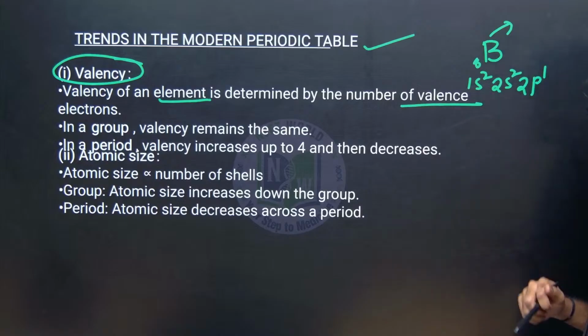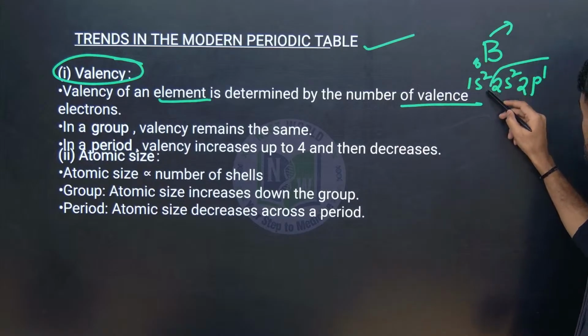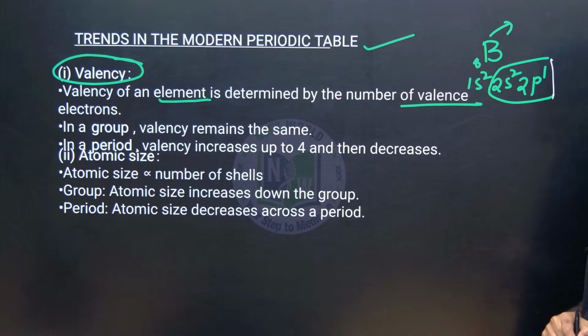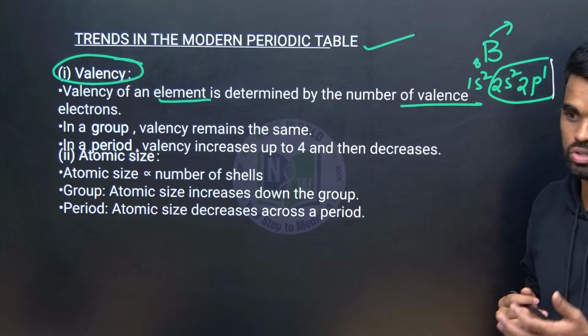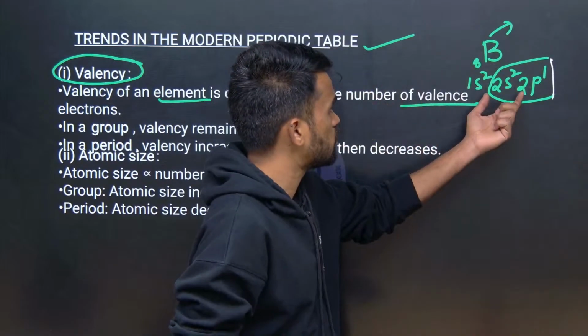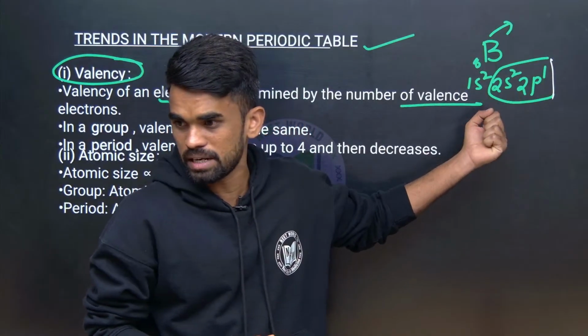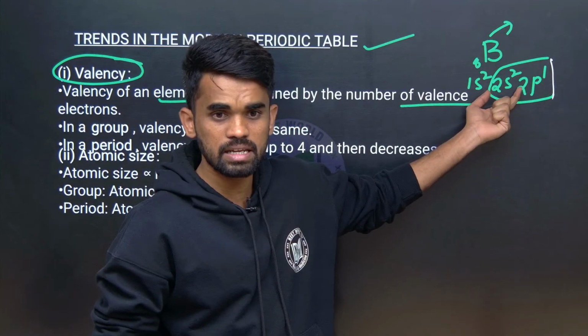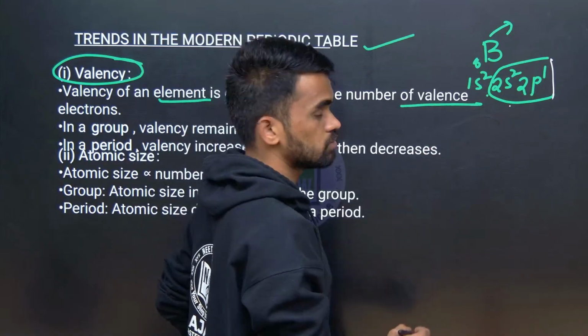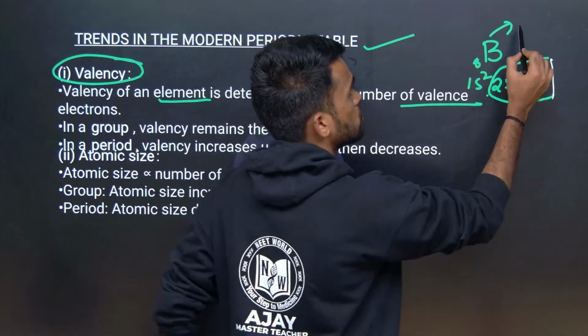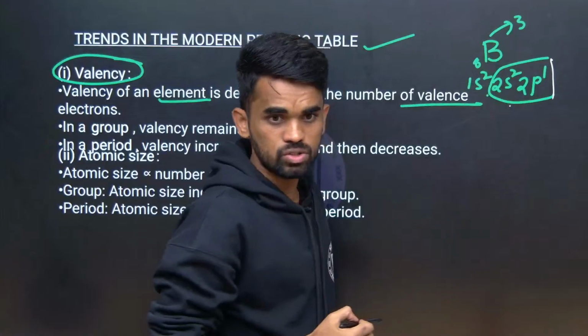See, 5 electrons are there now. The highest energy level electrons are called valency electrons or outermost shell electrons. Only these outermost shell electrons will participate in chemical reactions. So how many electrons are there in the outermost shell? 3 electrons are there. So the number of valency electrons is 3.